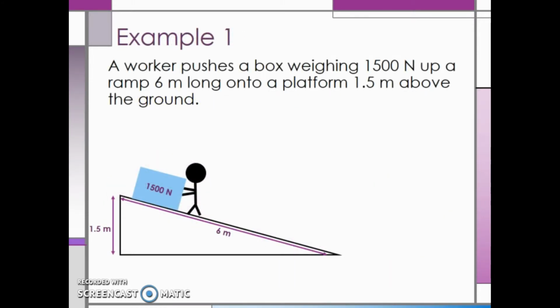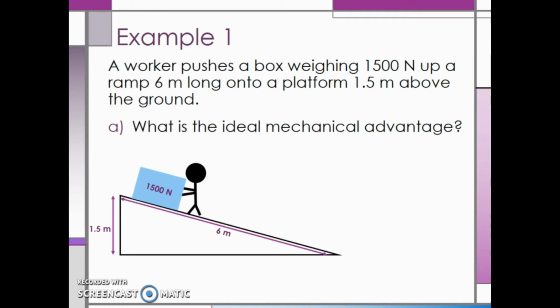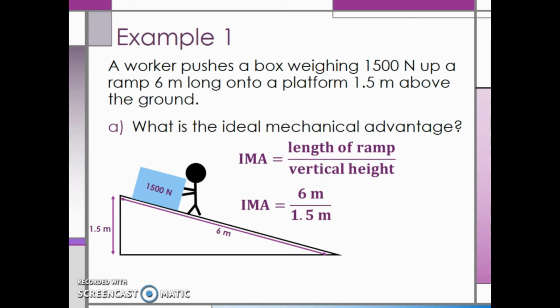Let's take a look at an example. Here we have a worker pushing a box weighing 1,500 newtons up a ramp that is 6 meters long. We want to find the ideal mechanical advantage. To find the ideal mechanical advantage, we will take the length of the ramp and divide that by the vertical height of the ramp. Substituting, we have 6 meters divided by 1.5 meters, which leaves us with an ideal mechanical advantage of 4. This means that in a perfect frictionless world, we would be able to push a load that is 4 times heavier than the amount of force we apply.